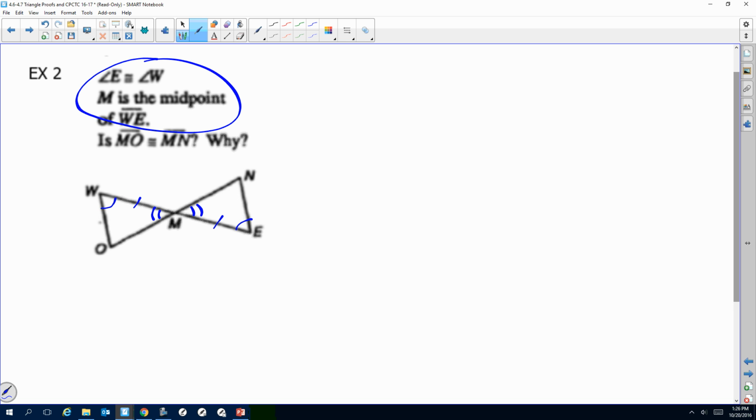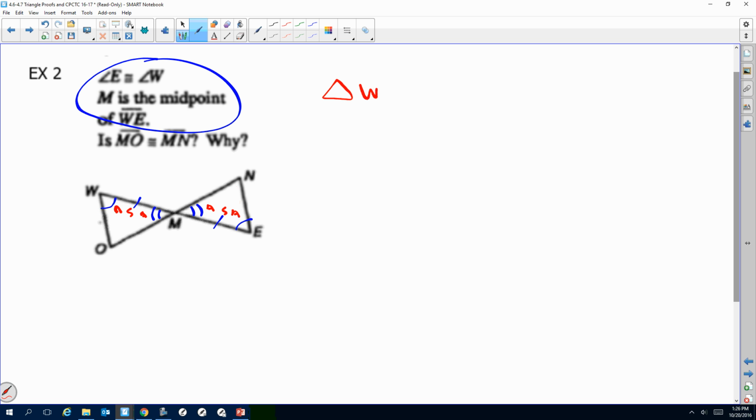So they want to know, is MO congruent to MN, and why? MO is the side. Would that side be congruent to the other side, MN? How do we prove that? You're right, they are congruent. Why? ASA. We have angle, side, angle. So what does that tell me about the triangles? They're congruent. So that's what we have to state first. We first have to state the triangles are congruent.